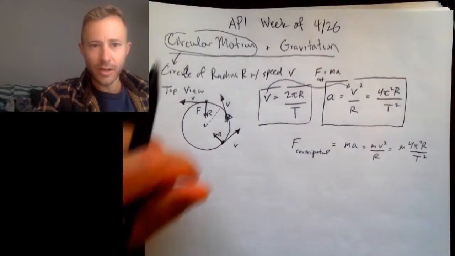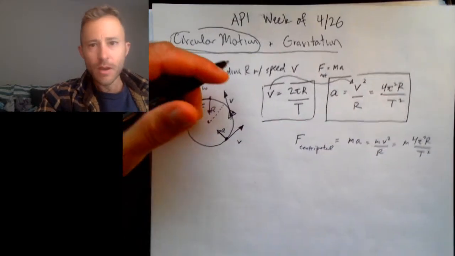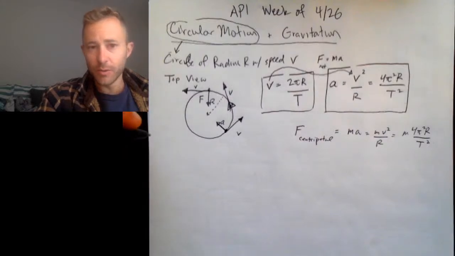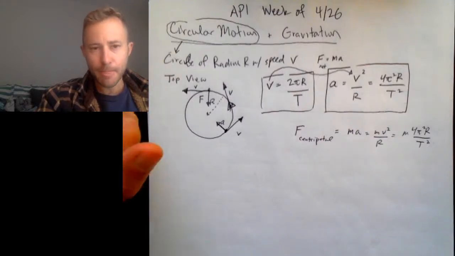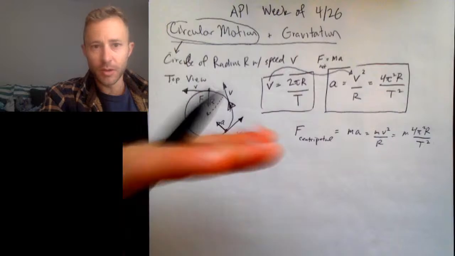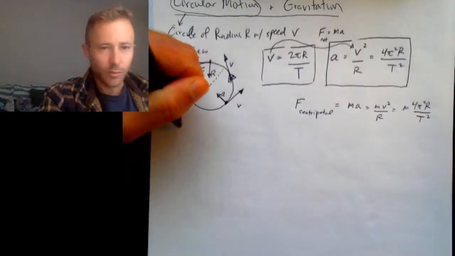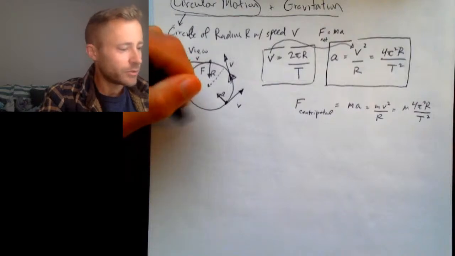Okay, so there's a problem that I wanted to talk about that I didn't go over when we learned about circular motion for the first time. And that is what's called the conical pendulum.